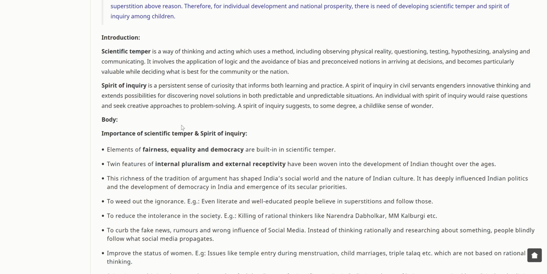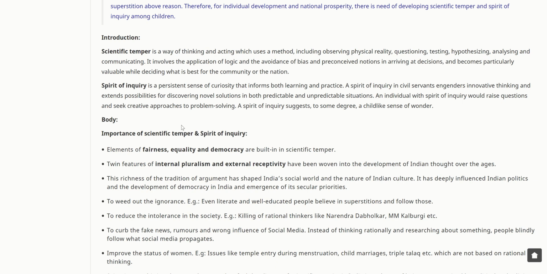Spirit of inquiry is a persistent sense of curiosity that informs both learning and practice. A spirit of inquiry in civil servants engenders innovative thinking and extends possibility for discovering novel solutions in both predictable and unpredictable situations. An individual with spirit of inquiry would raise questions and seek creative approaches to problem solving. A spirit of inquiry suggests to some degree a childlike sense of wonder.